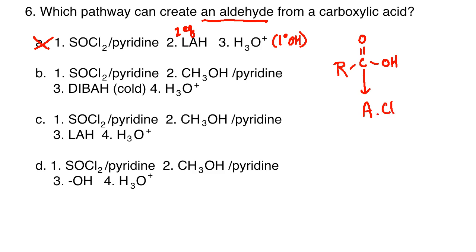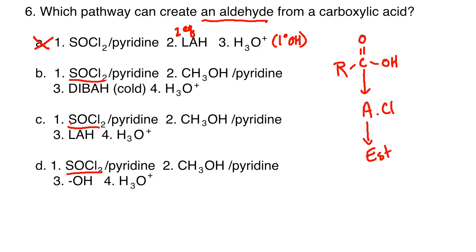All right, so for the next one, SOCl2, another acid chloride. In fact, we can state that all of these are going to be acid chloride because if you look at what we start with each time, SOCl2 and pyridine. Then CH3OH and pyridine, an alcohol and pyridine with an acid chloride. Hopefully you realize this would give you an ester. Okay, so an ester is not an aldehyde.